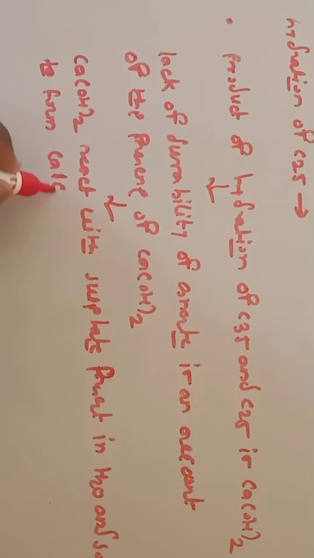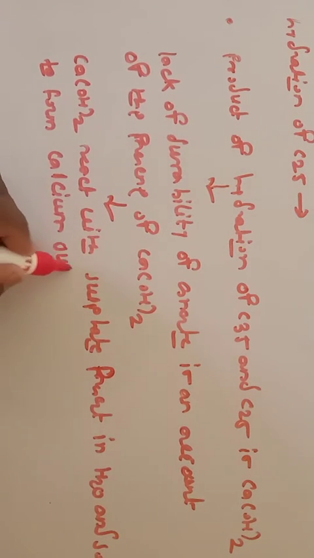sulfate. And this calcium sulfate further reacts with tricalcium aluminate and causes deterioration of concrete, and this is known as sulfate attack. So the durability of the concrete decreases. The lack of durability is due to the presence of this calcium hydroxide. It reacts with sulfate present in water and soil to form calcium sulfate, and it will attack the concrete material, and it is known as sulfate attack.